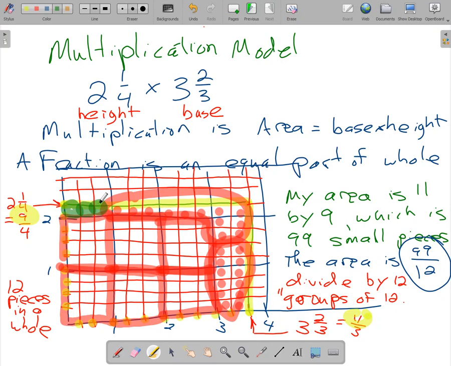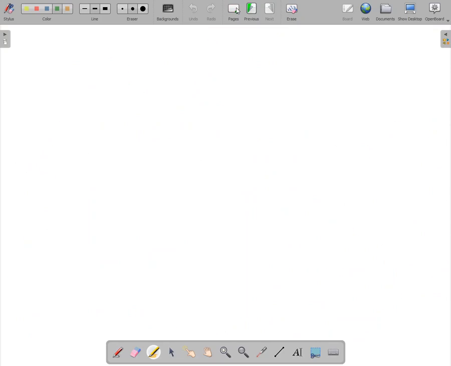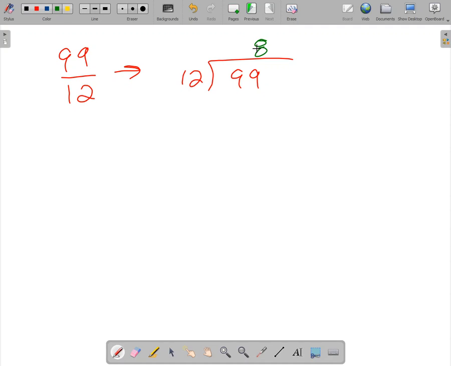Let's go to a new page. So I was left off with 99 over 12, and I'm saying, okay, 12 goes into 99 how many times? And it looks like it goes in 8 times. 8 times 12 on a good day was 96, because you have 3 left over.